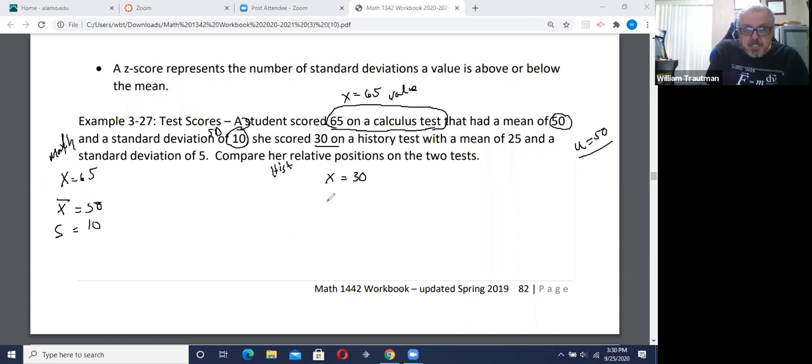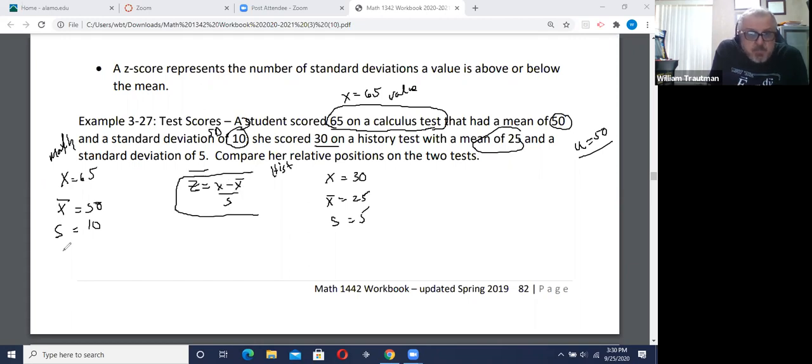The mean was 25 and the standard deviation was 5. And it says compare the positions of the tests. In other words, find the z values. So once again, z value equals x minus x bar over s. So the z value over here, x was 65, the value. The mean was 50, and s was 10. When I put this in my calculator, I get 1.5.